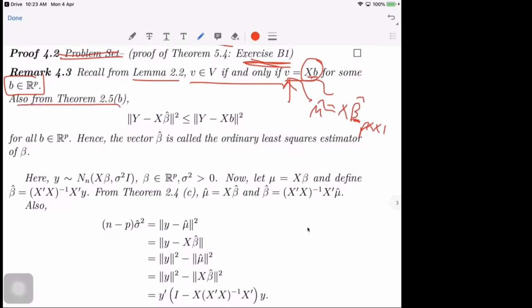Also from theorem 2.5b, the square norm distance of y minus x beta is always less than any competitive na parameter. So what is this saying? This is x beta hat is the closest to y, no, that you can have. And this vector beta hat is called the ordinary least square estimator.